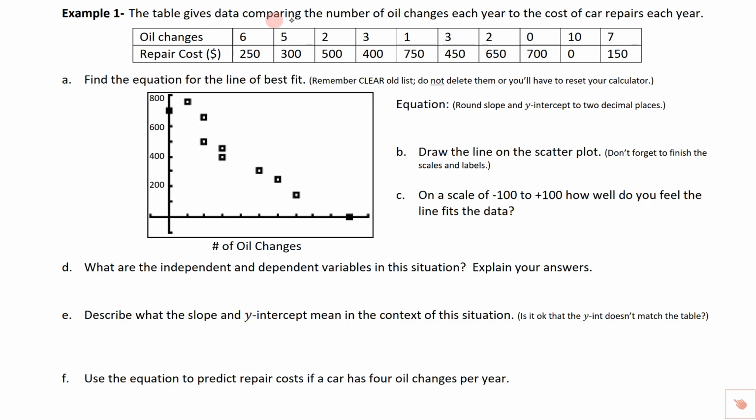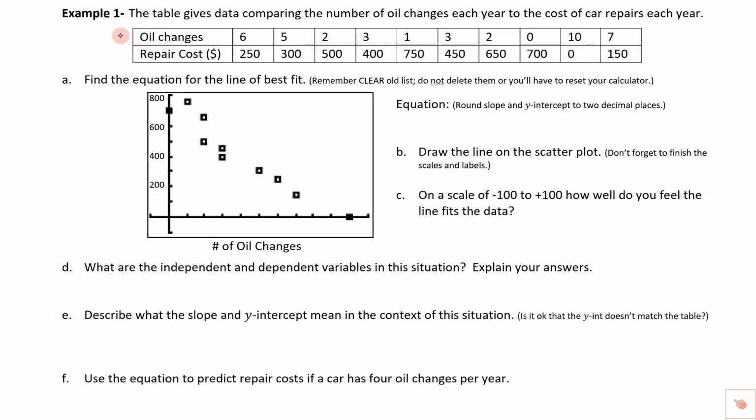It says the table gives data comparing the number of oil changes each year to the cost of car repairs each year. So this is the number of oil changes listed right here in that top column, and then the bottom column lists the repair costs in dollars for each one of those situations of oil changes. So for the example, this one right here, this one had 6 oil changes, and then the costs were $250 for repairs. And this one is no oil changes, cost $700 in repairs. And this one right here is 10 oil changes, and they didn't have any repair costs.